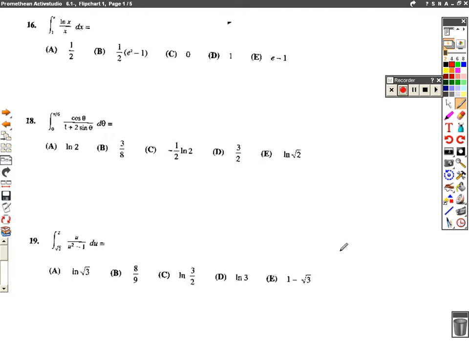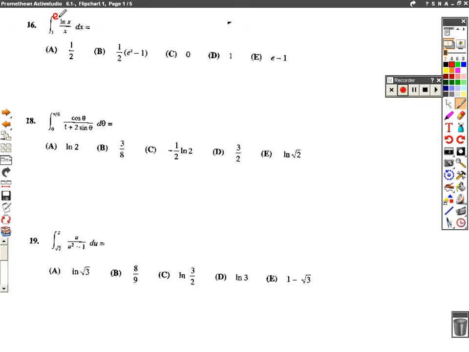Alright guys, number 16. We have the integral from 1 to e of ln of x over x dx. Whenever you see this, first of all, it's a quotient. So I'm looking at the problem, I can't integrate it. And it's a quotient, which means I definitely have to use u substitution, or I have to separate it out into two fractions like we've seen earlier. And I can't do that.